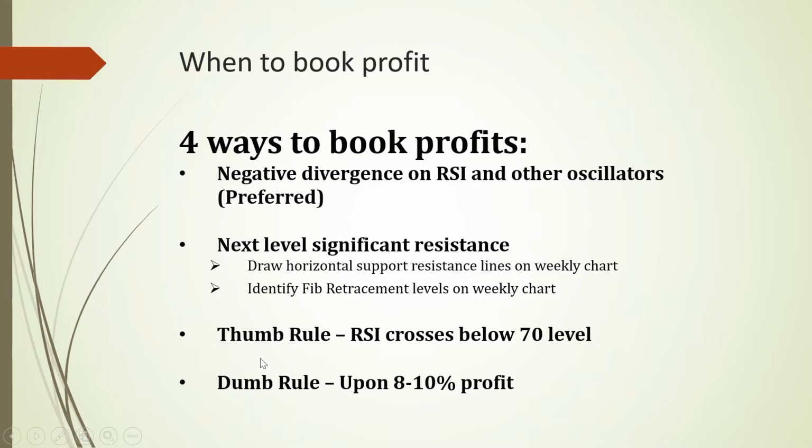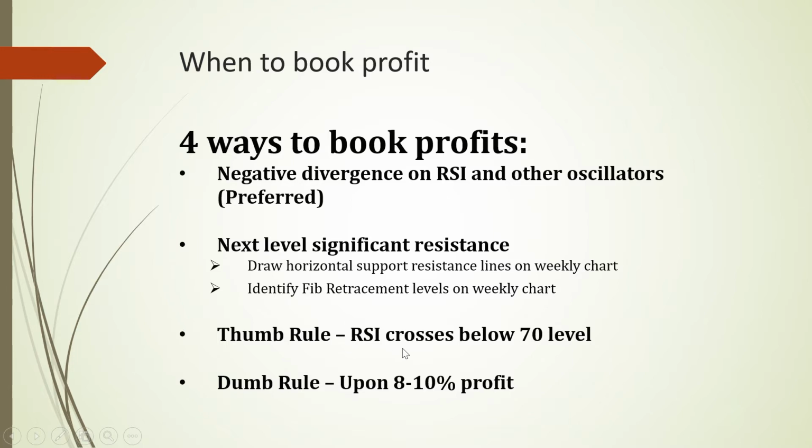The third method is more of a thumb rule, for when you're not able to identify negative divergence, and also not able to find resistance levels. You're not very confident in your observations, or you're taking more time. Maybe after 6 months or 8 months, you'll be able to do so. But till then, what can you use? Till then, you can use this thumb rule, right?